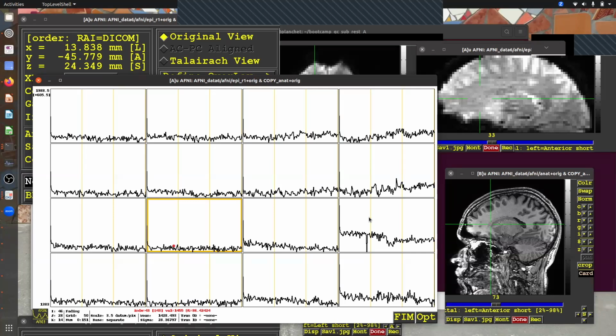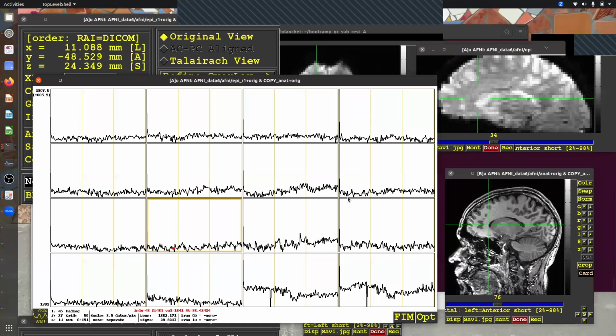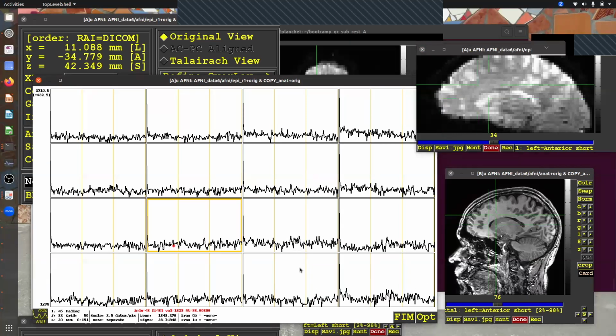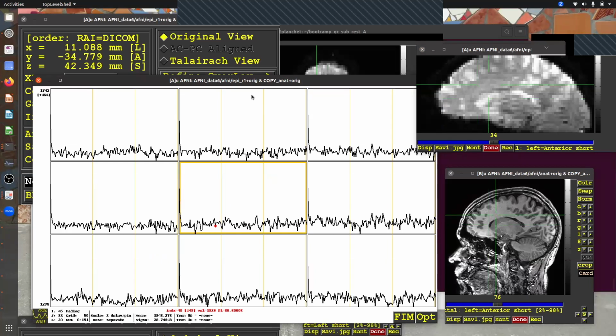Nowadays, tasks tend to be a lot more complicated. They can involve lots of different things with very short durations. So then you're in the realm of doing linear algebra to pick out information from your time series. As I click around here, let's look at a 3x3 grid.